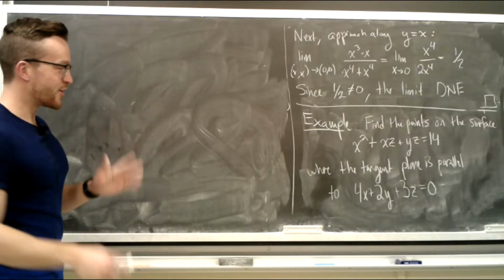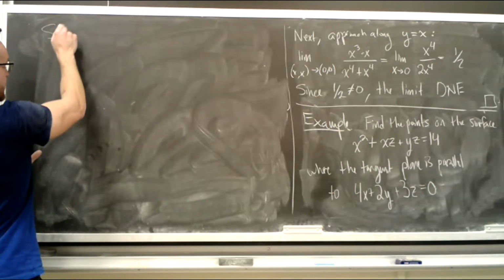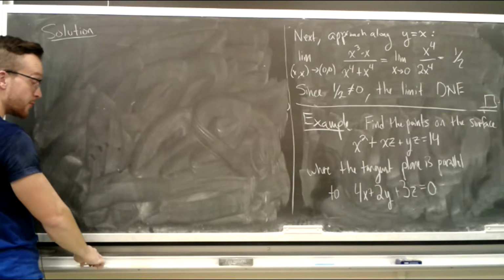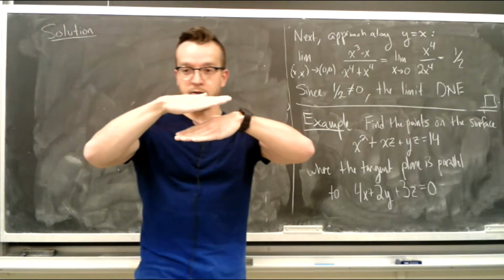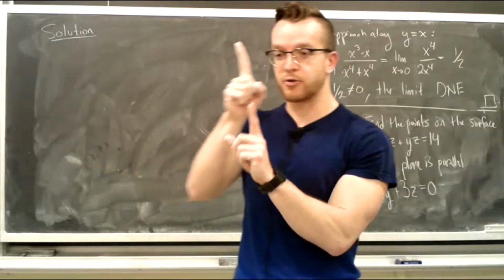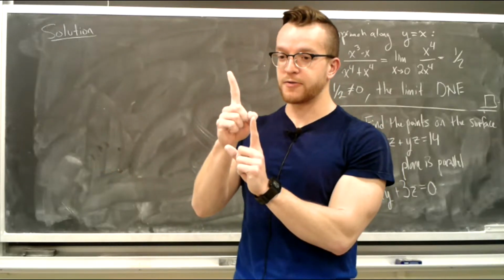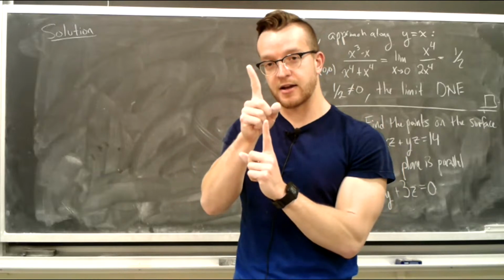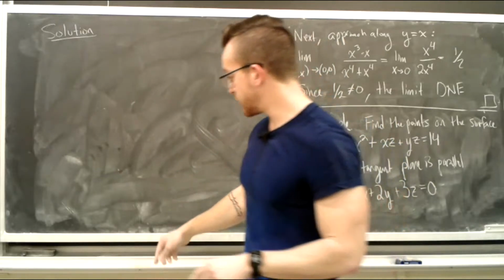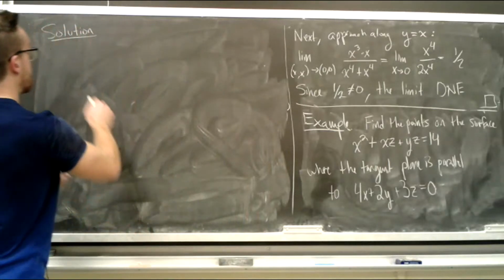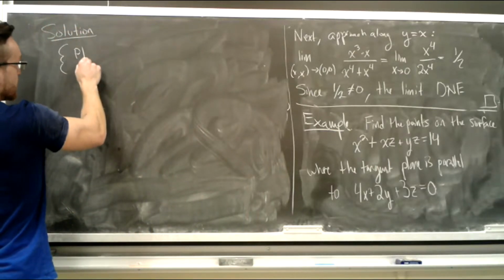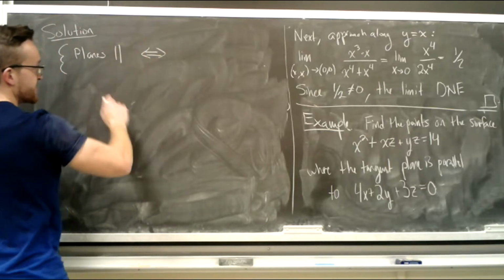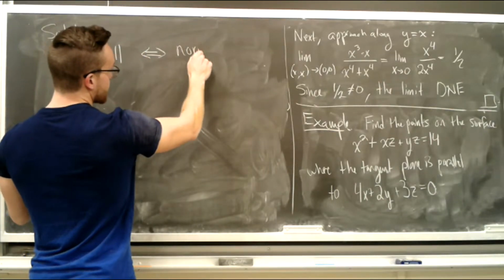What's the point of a question like this? The point is that to determine when two planes are parallel, we check their normal vectors. So the relevant fact for these problems is that two planes are parallel exactly when their normal vectors are parallel. So let me write that down. Planes parallel is the same thing as saying their normal vectors are parallel.